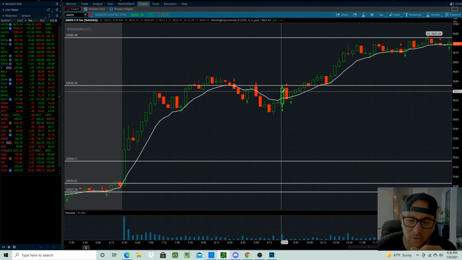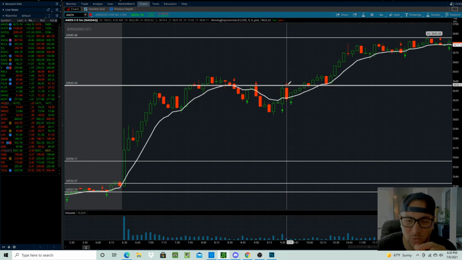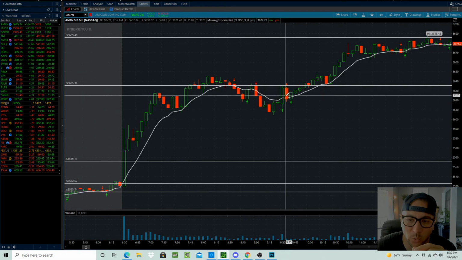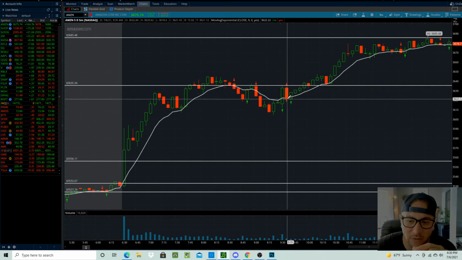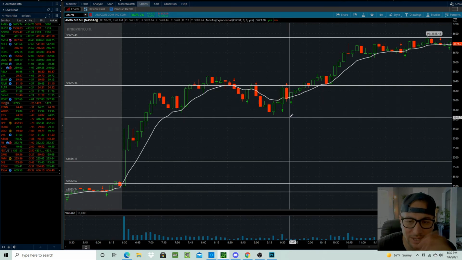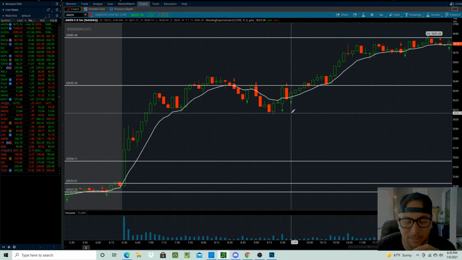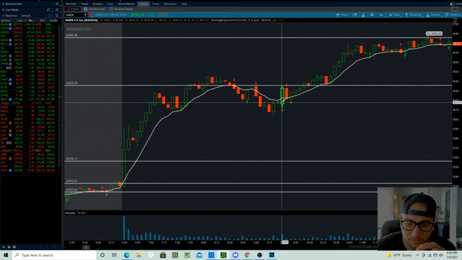Just because we close over the 9 does not mean I jump in here, because what happens in the next 5-minute candle, we sell off here. If we were to get a confirmation of this red candle more to the downside, now you would be in an absolute losing trade. You want to be in the play the second go around of that price action.